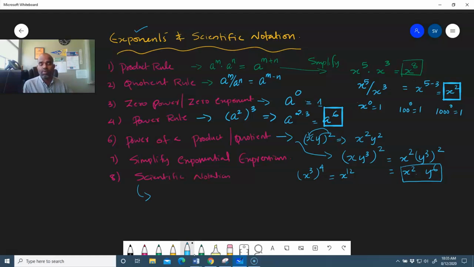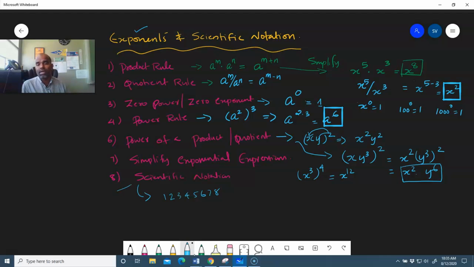So for example, I want to write one number: 1 2 3 4 5 6 7 8. This is kind of a bigger number. So how can we write this in the form of a small number? If you have a bigger number, first you think about scientific notation. How can we write a bigger number in scientific notation?